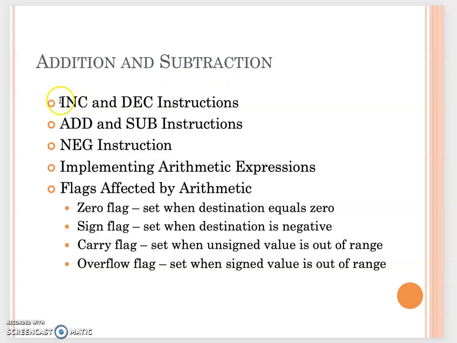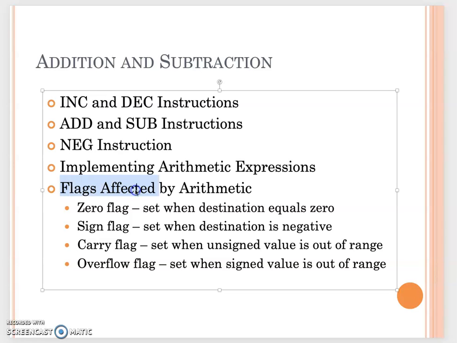So the first one, we will talk about increment and decrement instructions. You already saw add and sub instructions, so we will talk further about that. And also at the end of this section, we will talk in more detail about how the status flags will be updated after the arithmetic operation. So remember, we have zero flag, sign flag, carry flag, and overflow flag. They all have the definition we already talked about in the previous chapter.